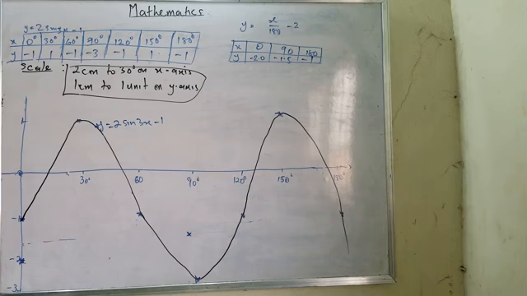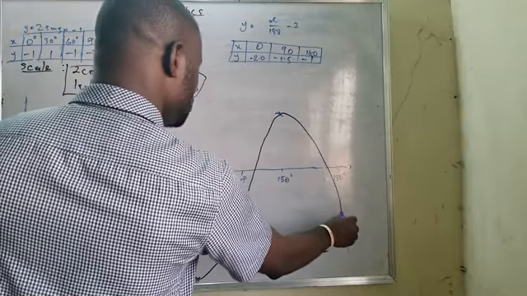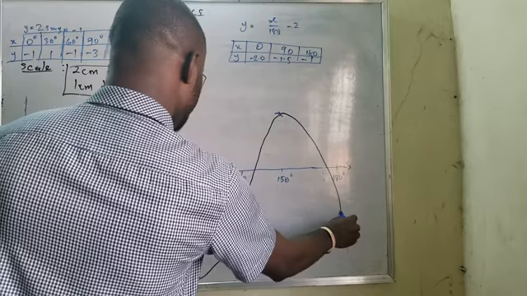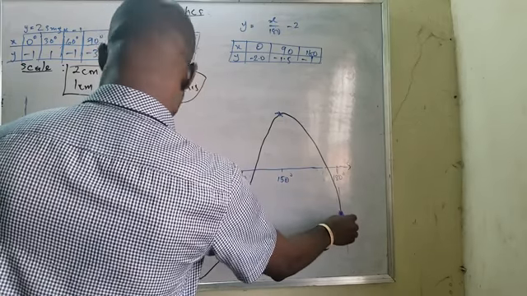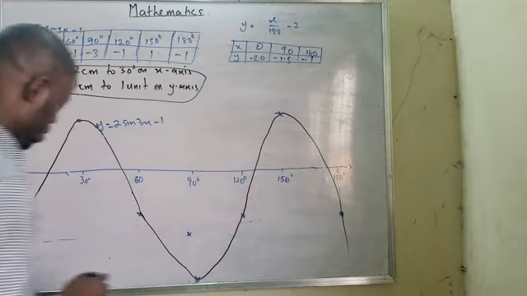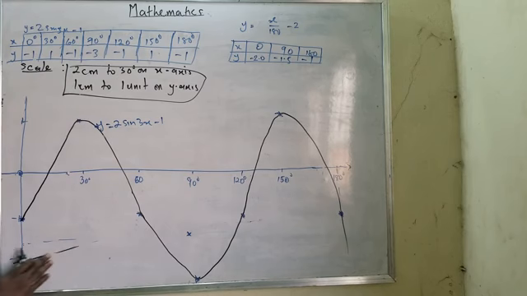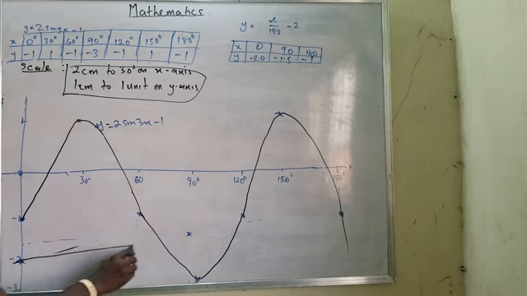Now, when I have 180, it is minus 1. It means it will be here, 180 and minus 1. Now, what is very important in a linear graph is the first and the last. This is my first, and this is my last. I will now get my ruler, and the ruler will help you out here. I'm sketching, I'm not plotting.